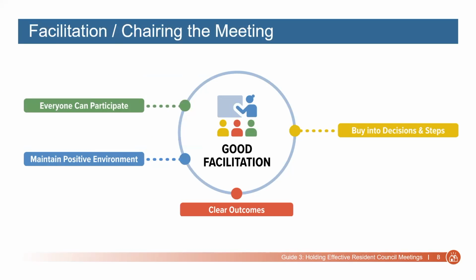Having a well facilitated meeting is critical to ensure that the meeting is effective. The facilitator, or chair, is usually the president of the resident council or someone they designate. A good facilitator maintains a positive environment, ensures that everyone feels included in the meeting and can participate, even if they are not on the winning side of votes. This person ensures that the meeting stays on track, decisions are made democratically, and that there are clear outcomes.